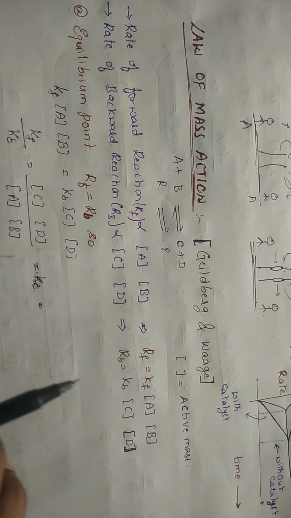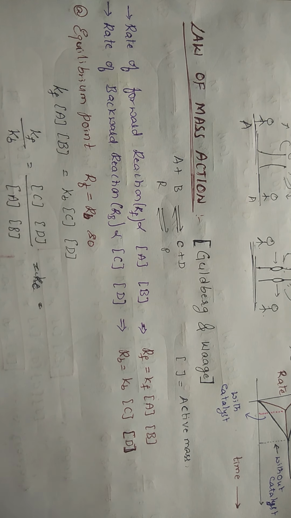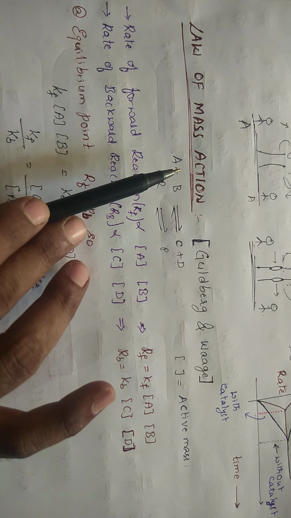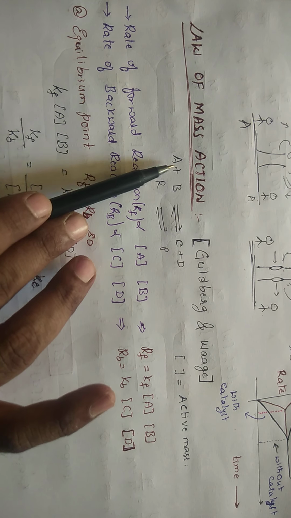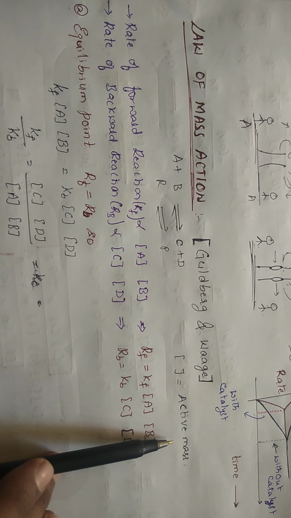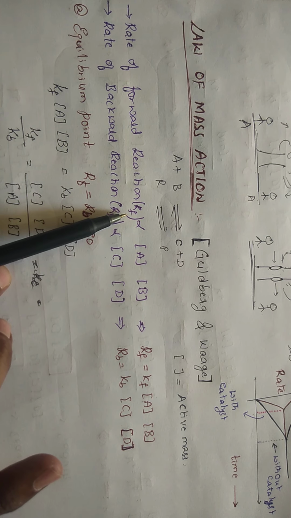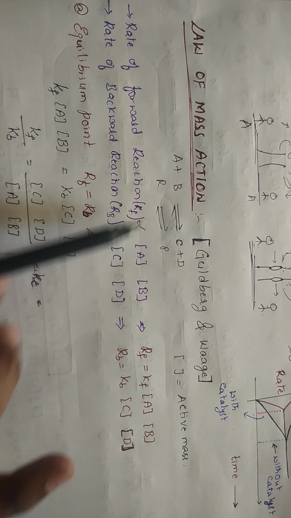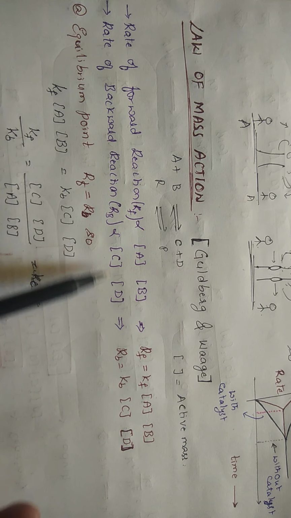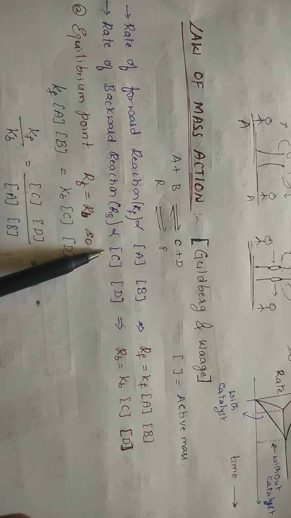Whichever is not getting involved in the reaction, we are not bothered about that. Whatever is getting involved in the reaction, only that we are bothered about, because only that gets converted into reactant. Whichever is active only gets converted into the product. We are bothered only with the active thing, so that is called active masses. So the rate of the forward reaction depends upon the concentration of the active masses of the reactants. The rate of the backward reaction depends upon the concentration of the active masses of the products.